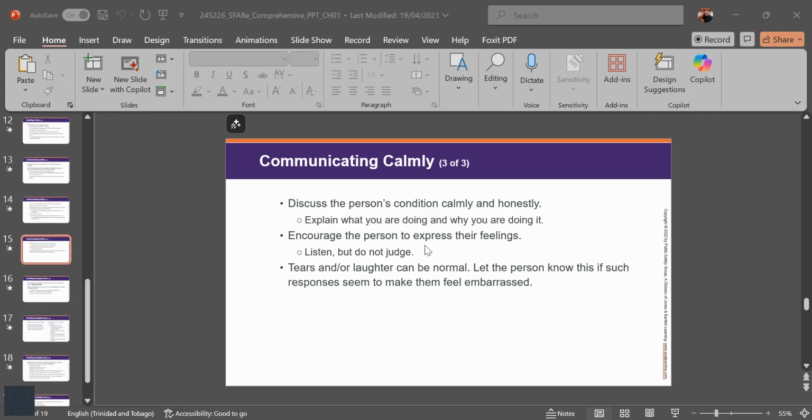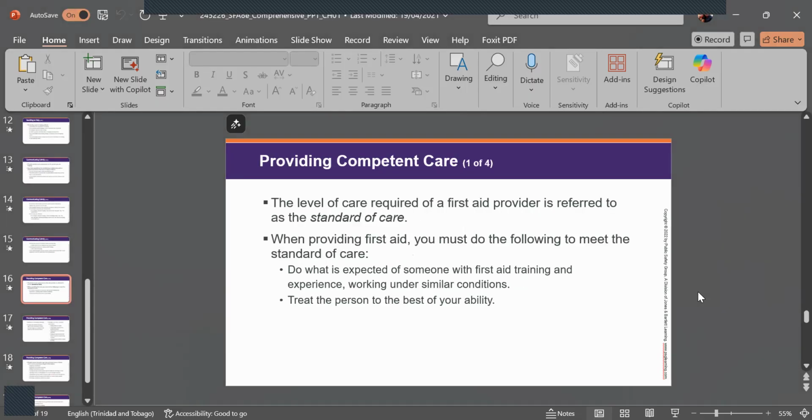So again, as the first aider, your initial interaction does so much to instill a level of confidence and a level of comfort that the patient will develop. All this is part of being able to communicate calmly. But all of these things lead us into being able to provide what we consider competent care.